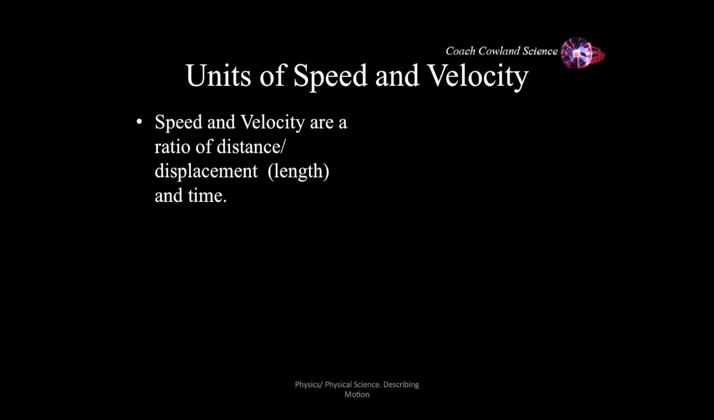So as we know that speed and velocity are both a measure of length and a measure of time, the units are a ratio of distance divided by time. The SI units for speed and velocity are meters per second. Those are the ones that we are going to use most of the way through this course. Sometimes we will use other units, and sometimes we will need to convert units from one to another. That's a subject of a different video.